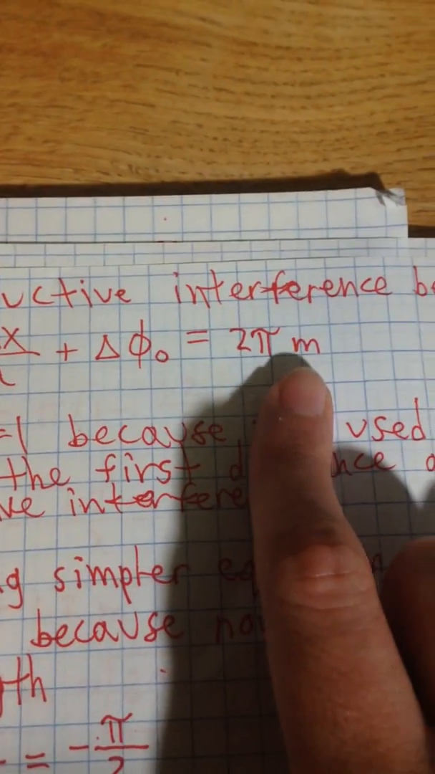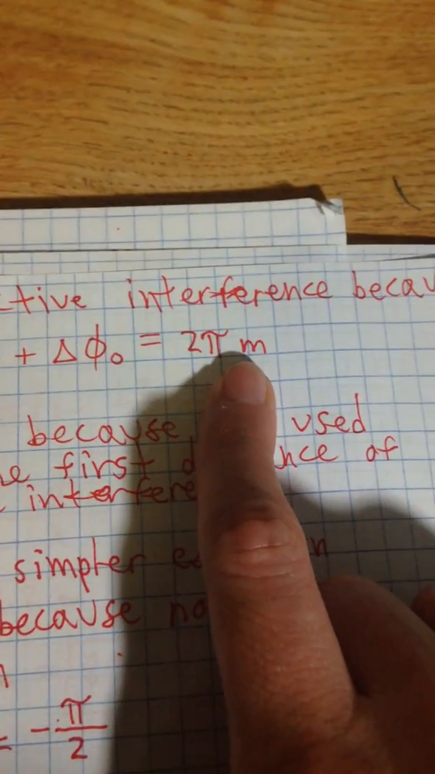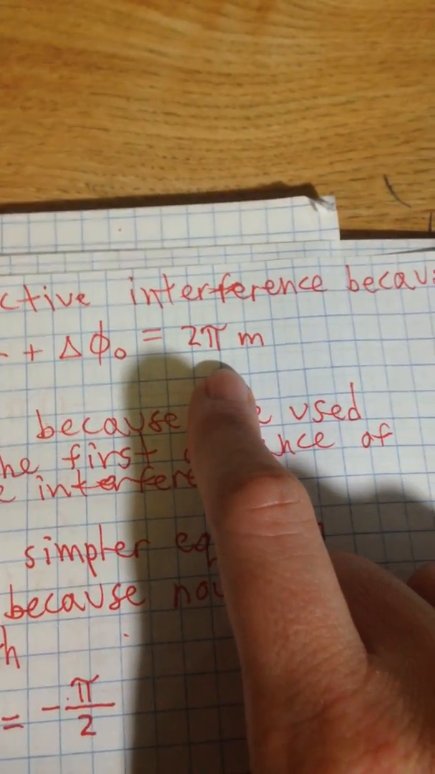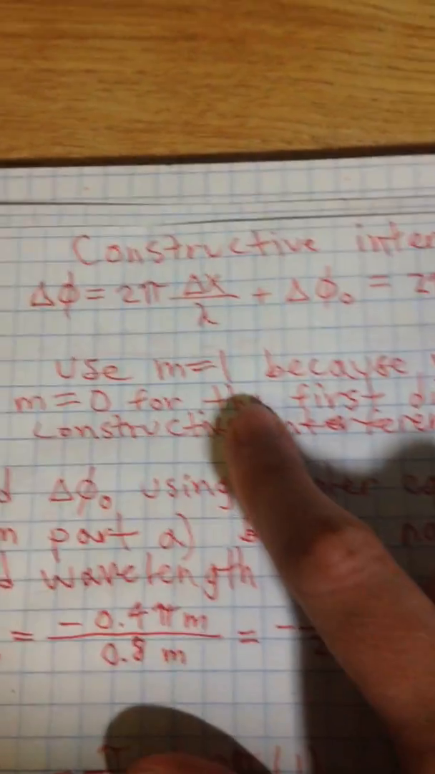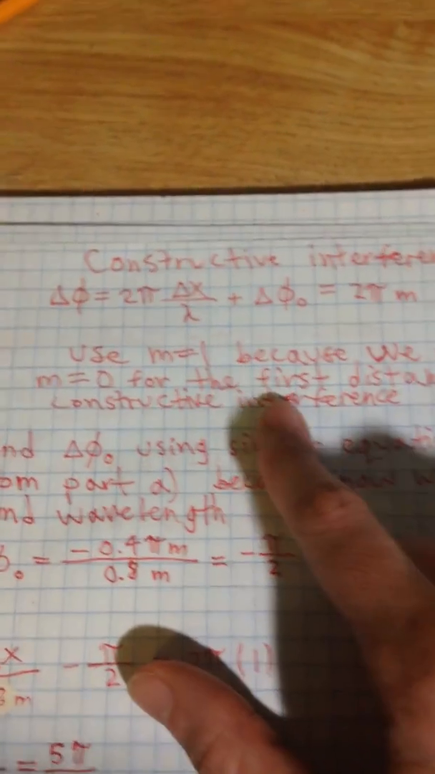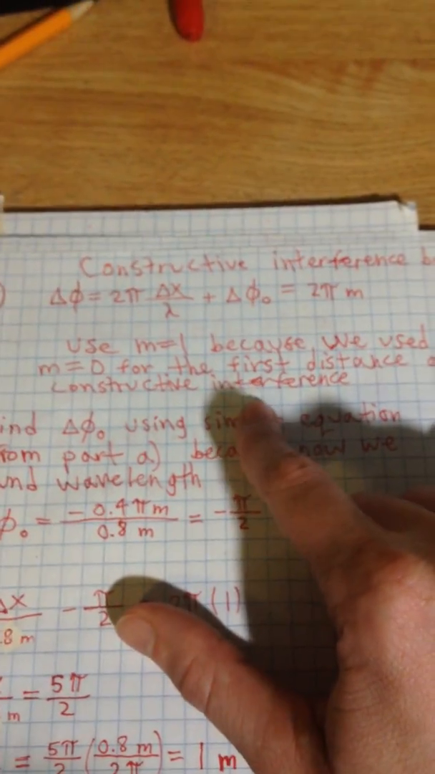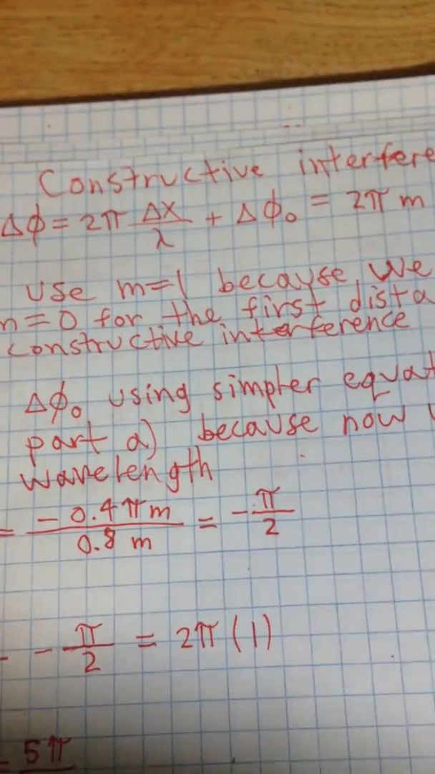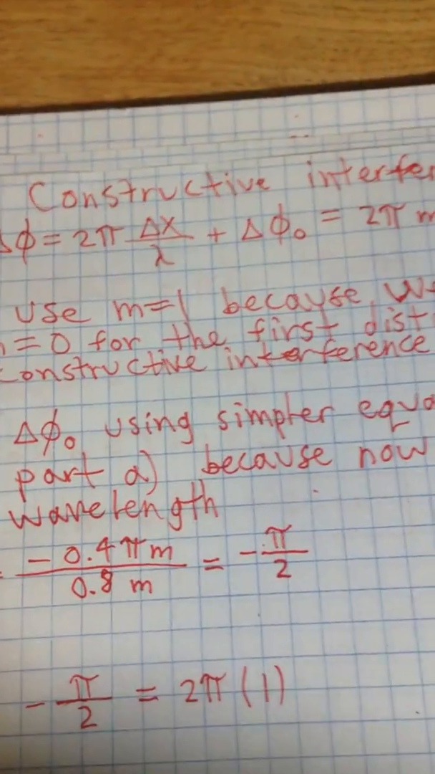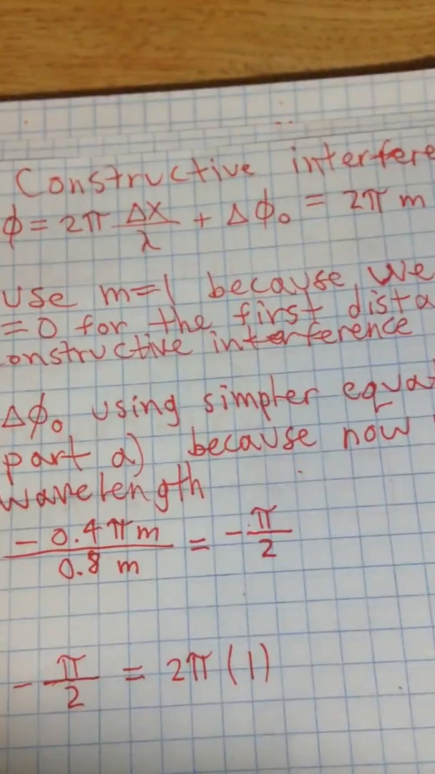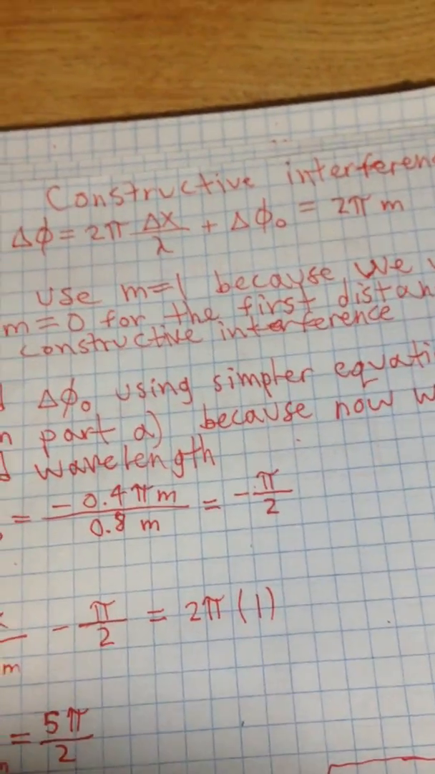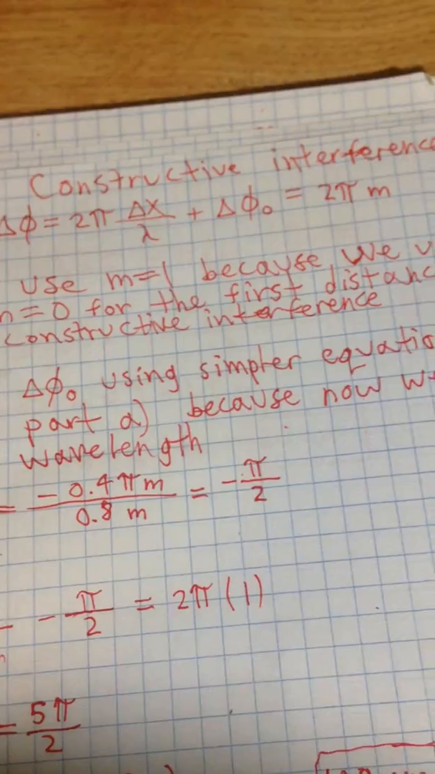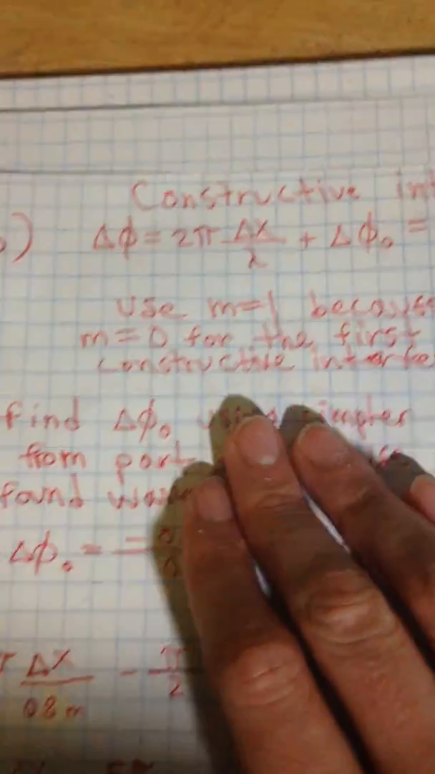So the first time that they have maximum interference, we plugged in 0 there. But adding 1 to it, we can use m equals 1 because we used m equals 0 for the first distance of constructive interference. And for each one after that, you would use m equals 2 for 2 wavelengths past the first time that they constructively interfered, m equals 3 for the 4th time, and so on.